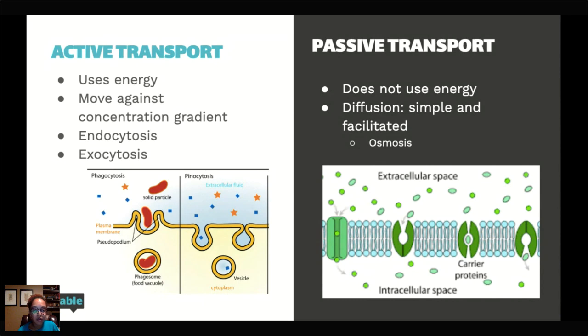So the way that it works, if you look at the image, something touches the cell or comes near it, and it's something that the cell wants to take in, and a vesicle is formed as the cell engulfs it in a way, and then it brings it into the cell for whatever it's needed for. And the same thing is true with pinocytosis. It's just a liquid instead of a solid.